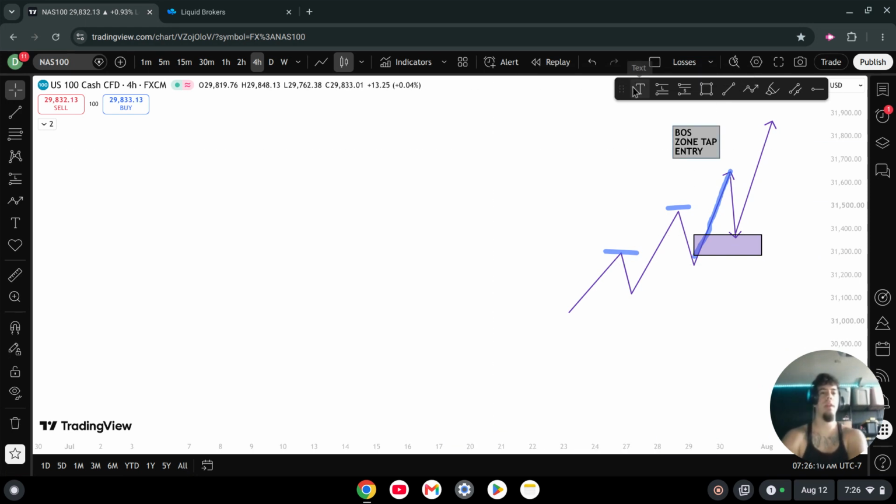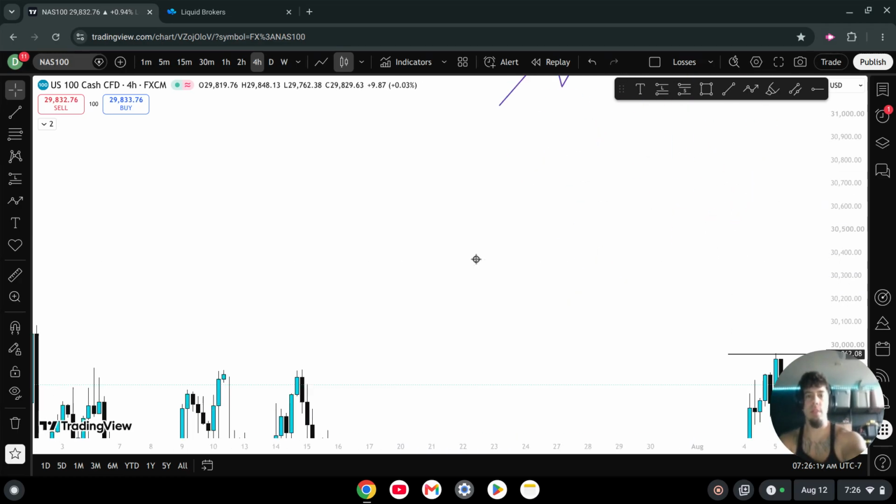Anyways, we're going off track here. So yeah, that's it. Step 1 would be a break of structure, pull back, boom, zone tap. So let's use some actual examples here.